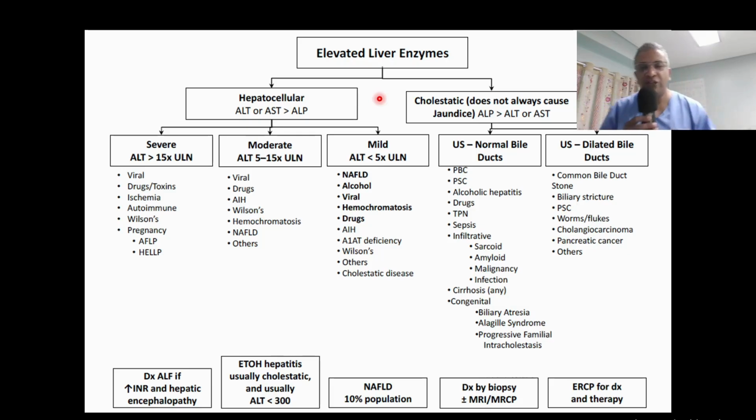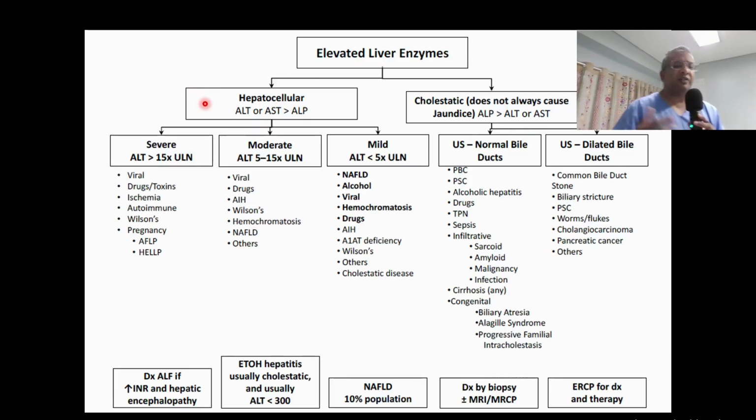The first stratification point, the first branch point, is it hepatocellular or is it cholestatic? By this we mean if your transaminases are higher in comparison to your alk-phos, it's what we call hepatocellular. But if your alkaline phosphatase is higher than your transaminases, we're thinking about a cholestatic picture.